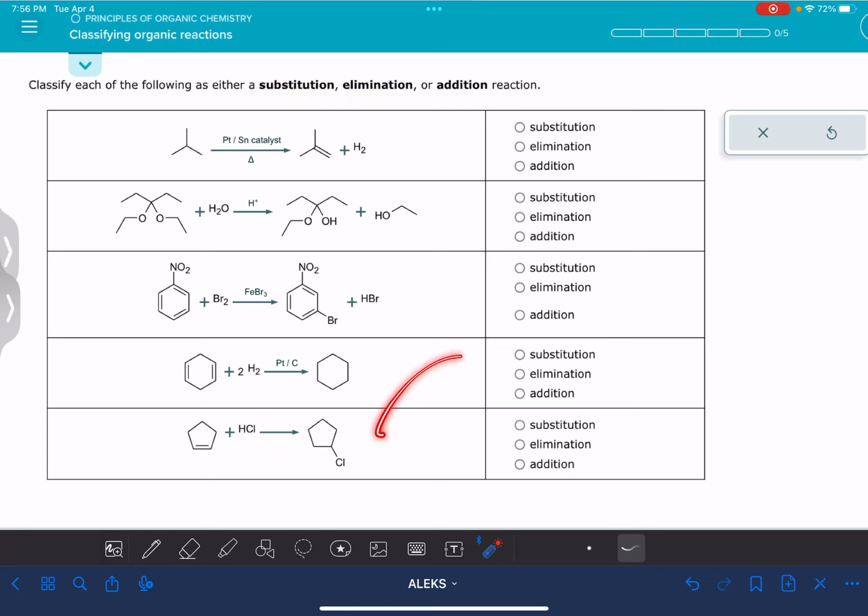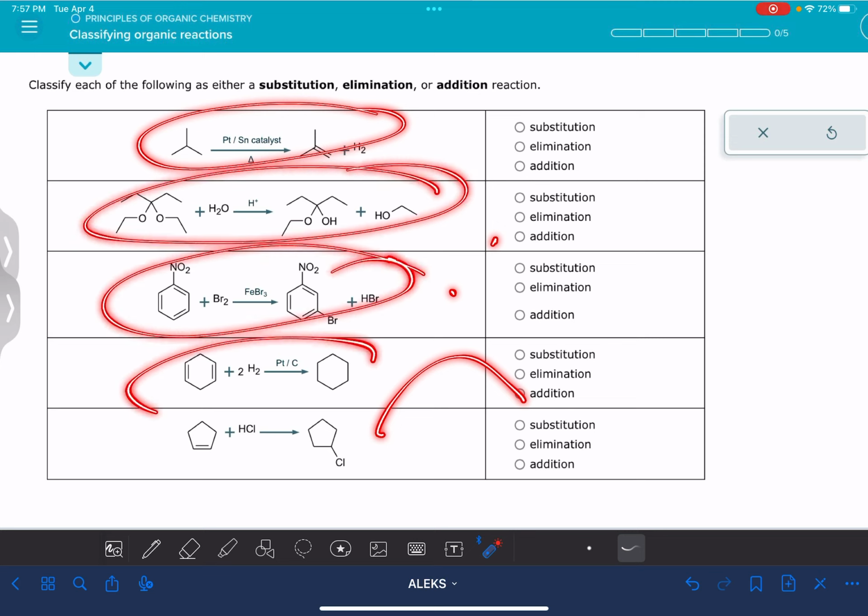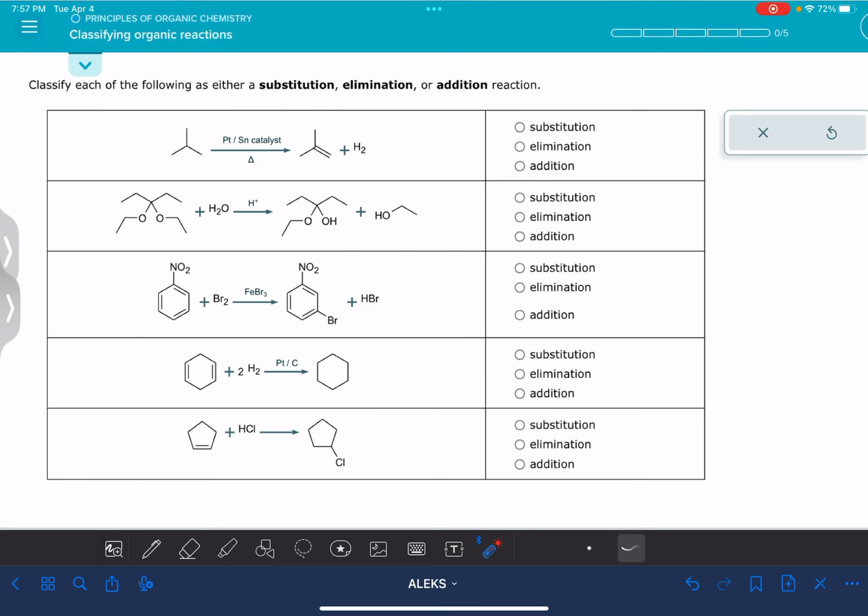And this problem might look really intimidating at first because these reactions may be totally unfamiliar to you. You might be looking at them thinking, I don't even know what I'm looking at. I can't do this. But I'm going to show you how to do this in a nice and easy way.